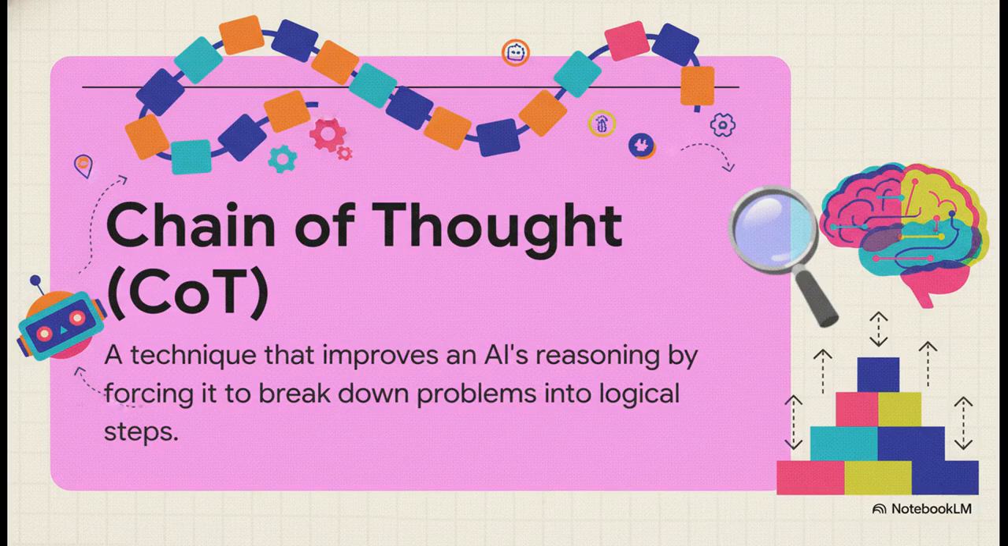And the core idea is so simple. You force the AI to show its work, just like your math teacher used to make you do. By making it break a problem down into logical steps, you dramatically improve its reasoning and its accuracy, especially when you're dealing with complex stuff.